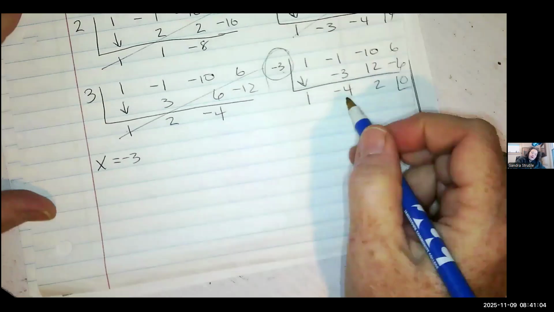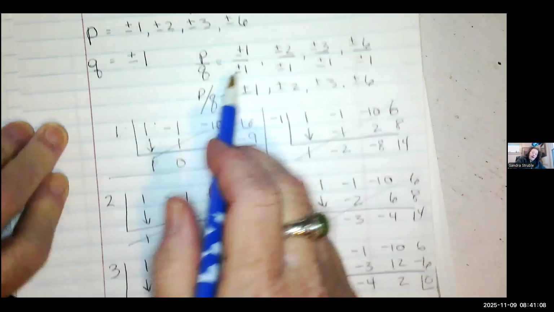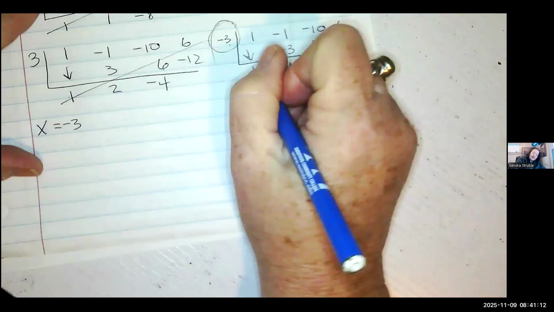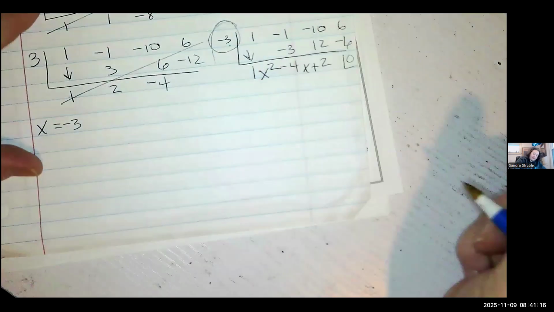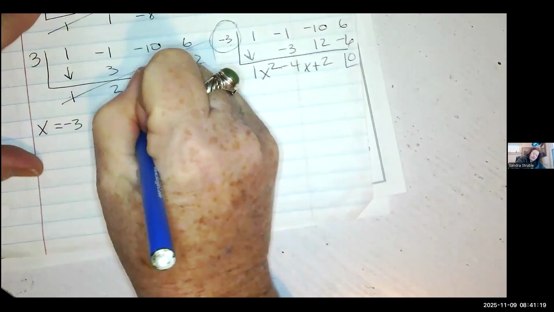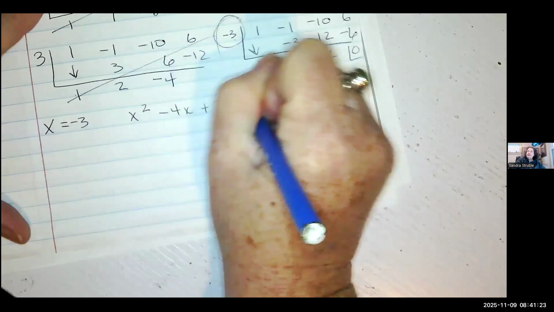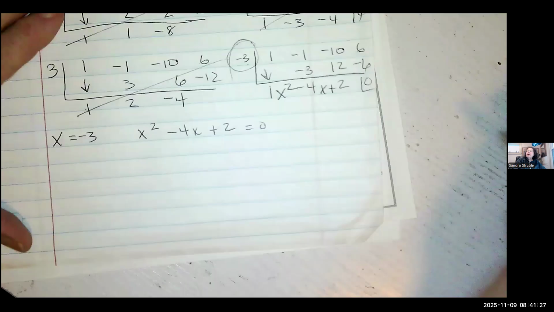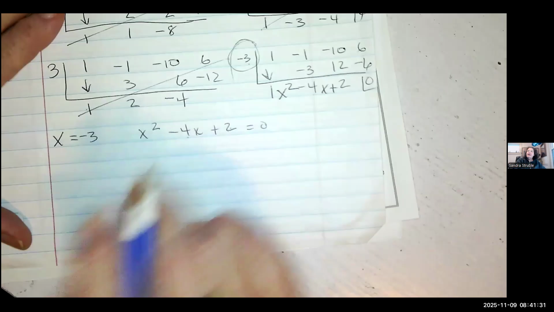Now remember, we started off with an x cubed. So what we have left is an x squared minus 4x plus 2. x squared minus 4x plus 2 equal to 0. Now we can't factor that. 2 and 1 is not going to give me a -4. So here I will have to use the quadratic formula to find my answer.